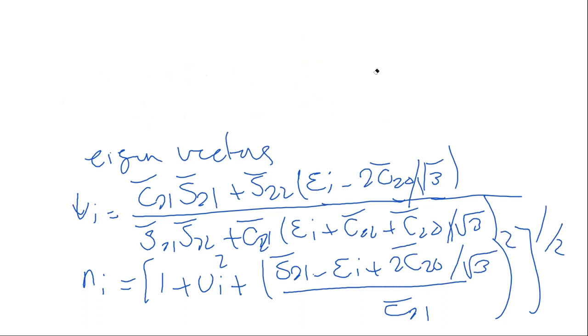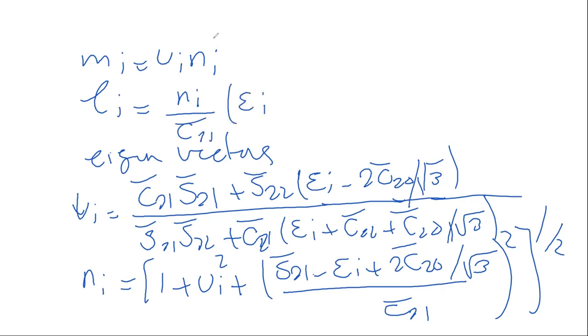And M will be simply Ui Ni, and Li will be Ni divided by C2 bar 1, epsilon i minus 2 C20 bar Ui. So it depends on whether you want the first vector, second, or the third one.